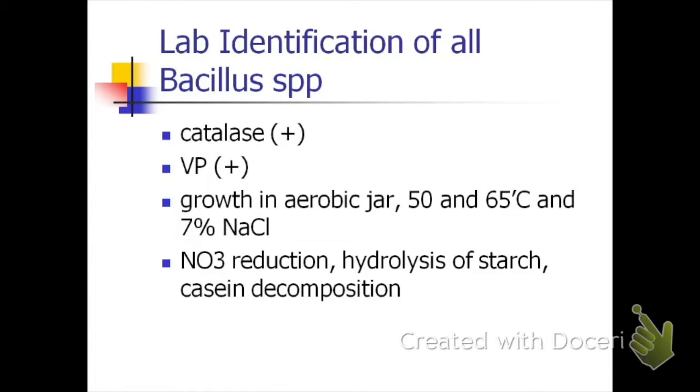To identify them, we know for a fact that they are catalase positive, they are Voges-Proskauer positive, and they have the ability to grow in a jar filled with oxygen and at temperatures of 50 to 65 degrees, because they have spores, so they can withstand much higher temperatures. They can also survive in a medium that contains about 7.7% salt. They have nitrate reductase, an enzyme that reduces nitrate to nitrite. They can hydrolyze starch and decompose casein. So these are the characteristics of Bacillus species.